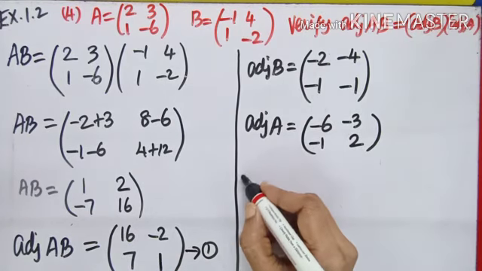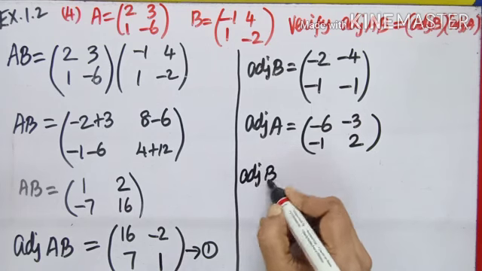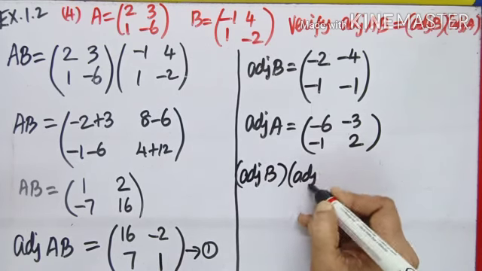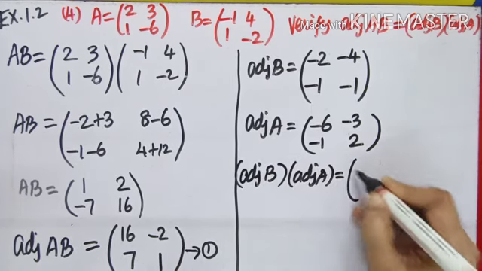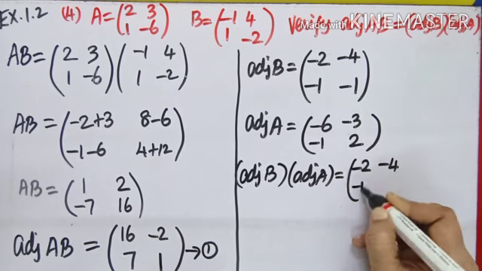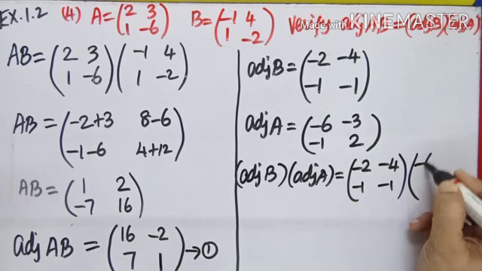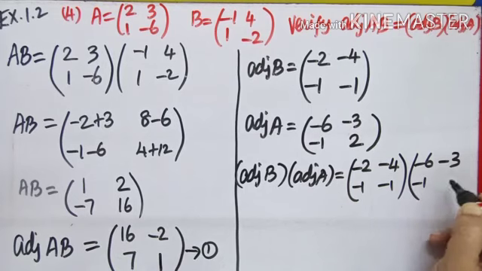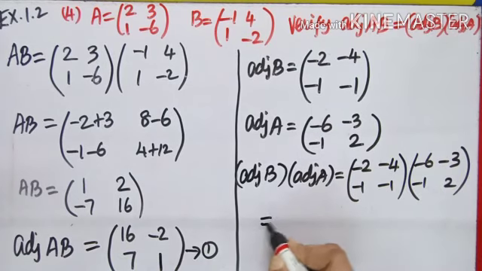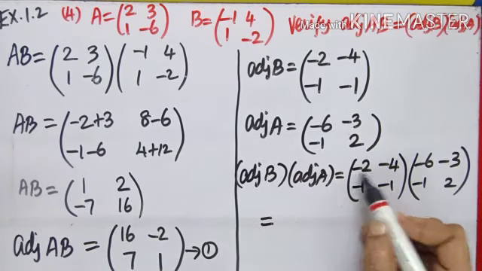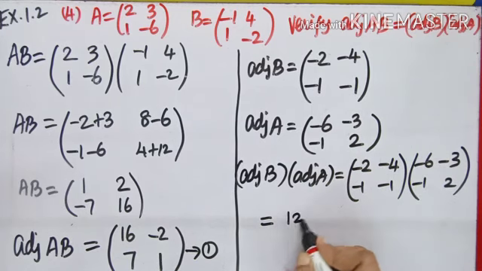I need to find adjoint of B into adjoint of A. That is minus 2, minus 4, minus 1, minus 1 into minus 6, minus 3, minus 1, 2. How do you multiply? Row by column. Minus 2 into minus 6, minus 4 into minus 1.